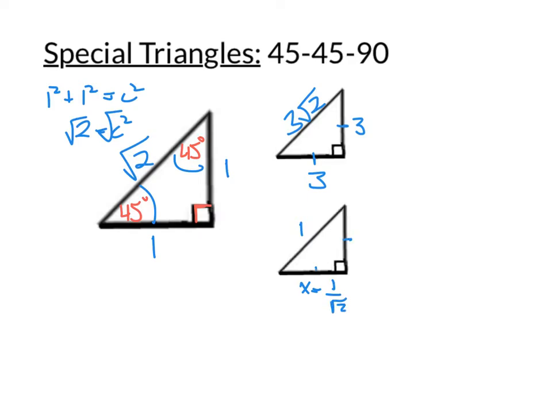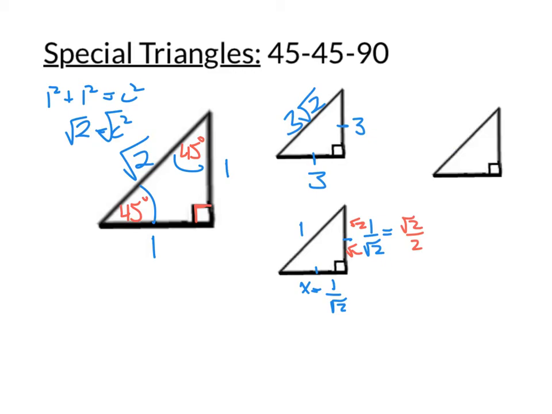And both sides will be the same. So this will also be 1 over the square root of 2. You should be used to rationalizing the denominator. So by that, we mean multiplying numerator and denominator by that square root 2, and square root 2 down here. So we could rewrite 1 over the square root of 2 as root 2 over 2.